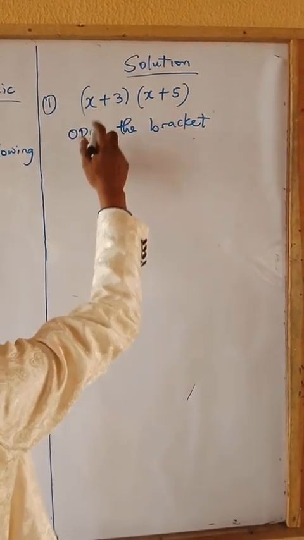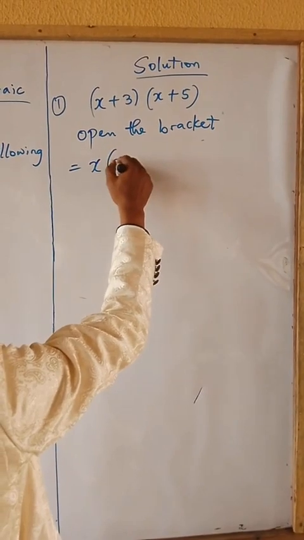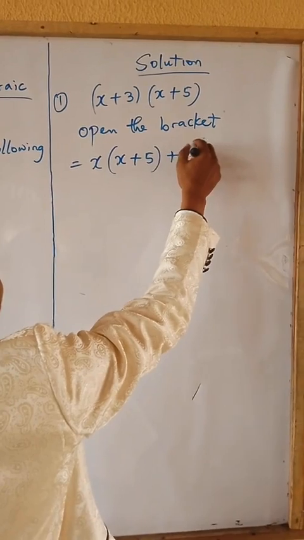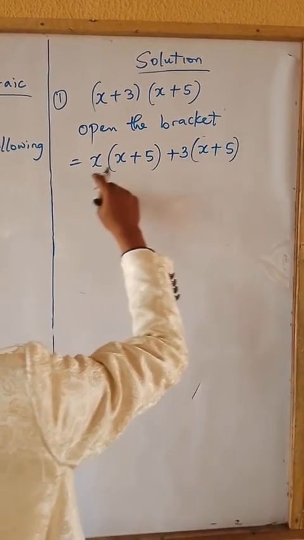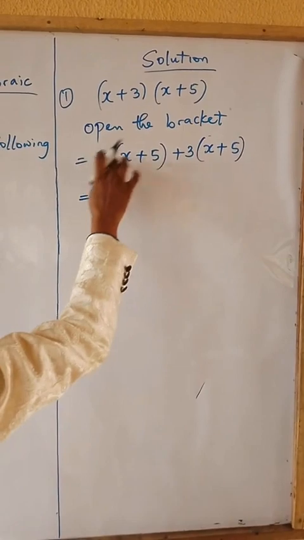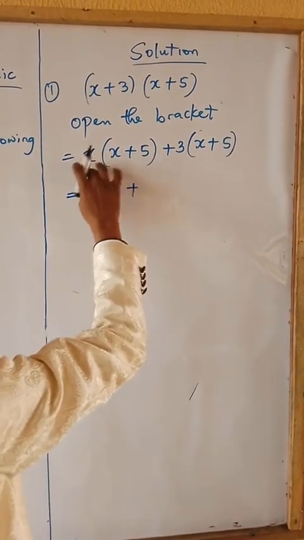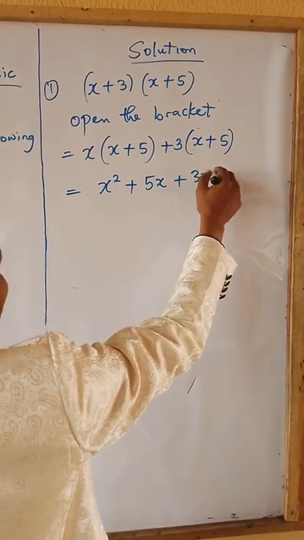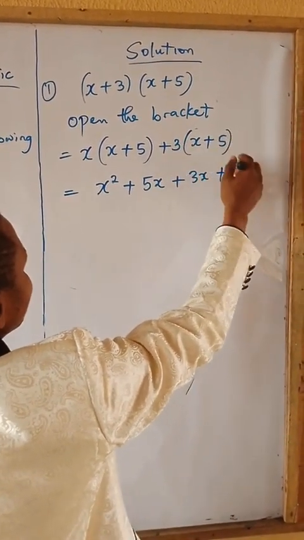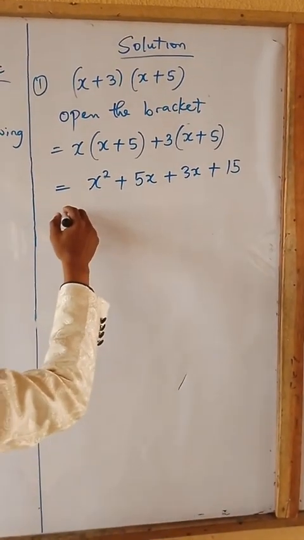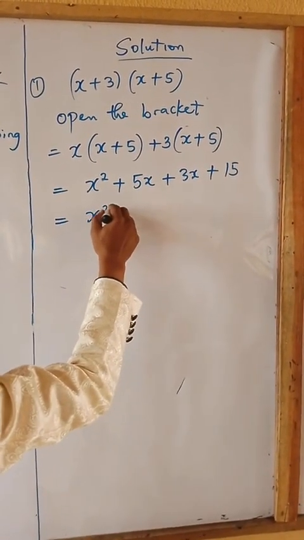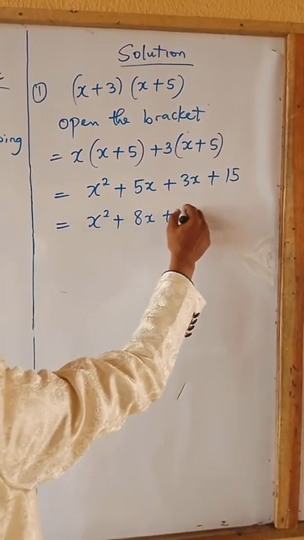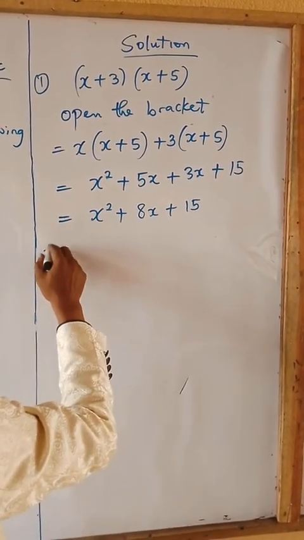So if I open the first one now, we are going to have x(x + 5). It remains plus 3 that I have not used, so I'm going to have it here, plus 3(x + 5). And we are going to open the bracket the second time. x times x will give us x squared, plus x times 5 will give us 5x, plus 3 times x will give us plus 3x, plus times plus will give us plus, 3 times 5 will give us 15. Then by the time we simplify further, we are going to have plus 5x plus 3x, which will give us plus 8x plus 15. That's the solution to question 1.